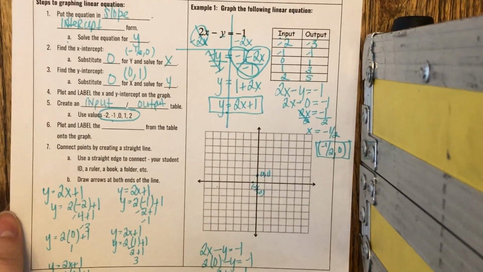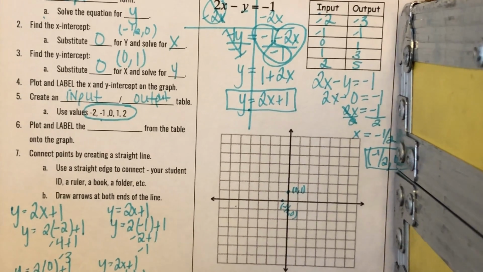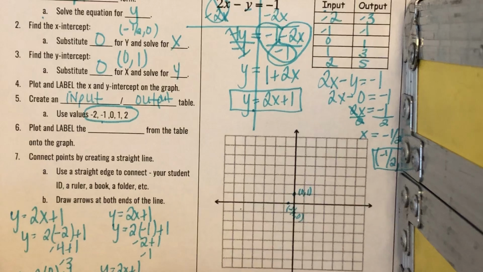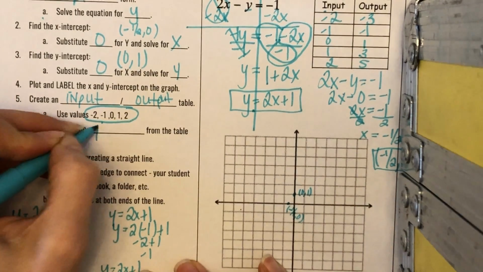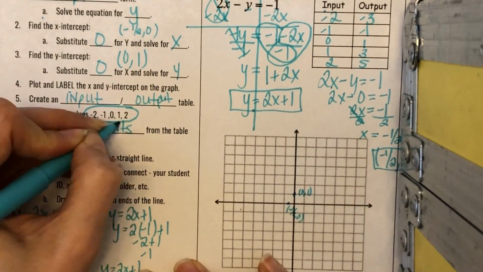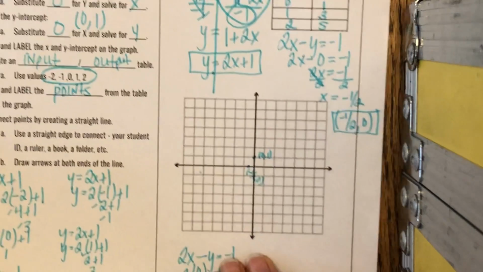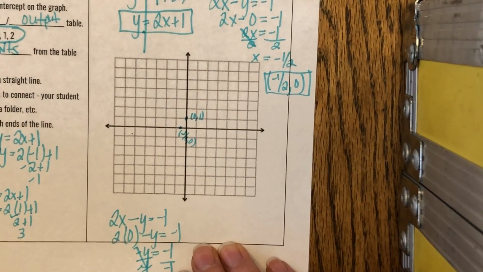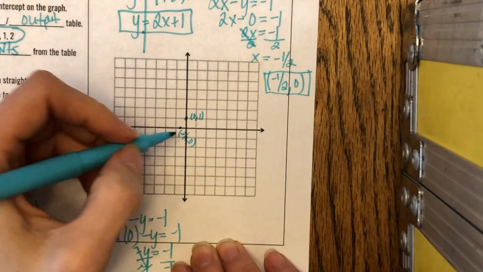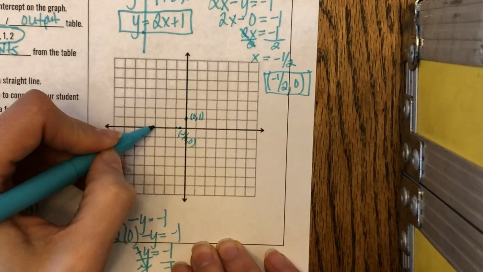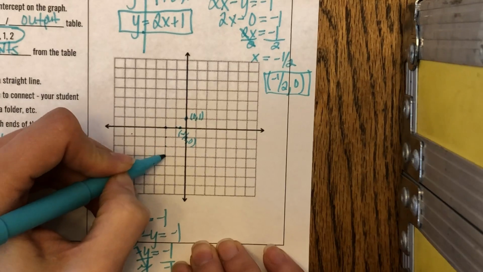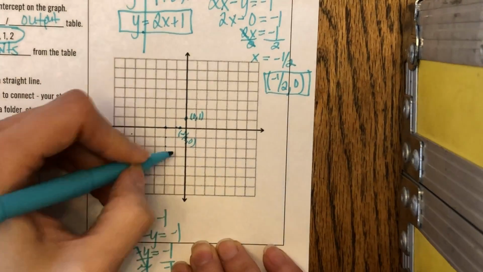Now taking a look at my steps, step 6 says to plot and label the points from the table onto the graph. Well, I'm going to plot and label my points from the table onto my graph. So let's go ahead and do that. Here's my graph down here. I already have my x and y intercepts. So I have -2, -3. So I'm going to go -1, -2, and then down to -3. 1, 2, 3. Here's my point, -2, -3.